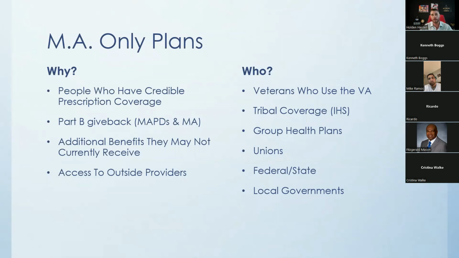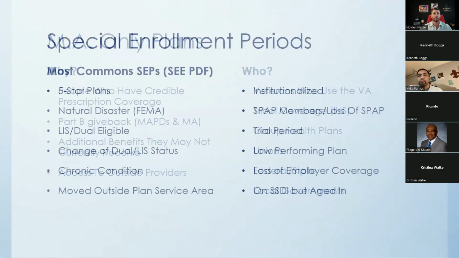Okay, so that's awesome because they can now, in addition to that, if they don't get dental, vision, hearing, over the counter, right, with their OTC catalogs, if they don't have that stuff, they can now use it through this plan while also most of the time, majority of the time, probably 95, 98% of the time, getting a reduction in the Part B premium that they pay. But remember, they have to have Part A and Part B to get it. So who are the different people, right? That's our veterans who use the VA, tribal coverage for Native Americans, group health plans, unions, federal, state, and local government employees. So that is MA only plans.